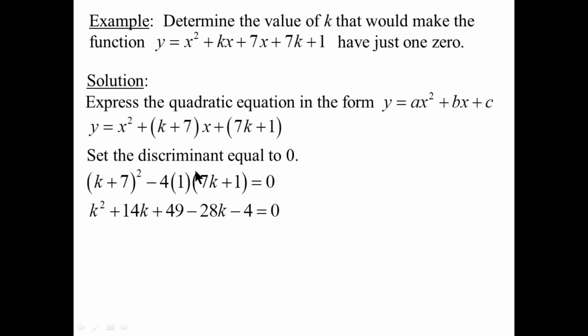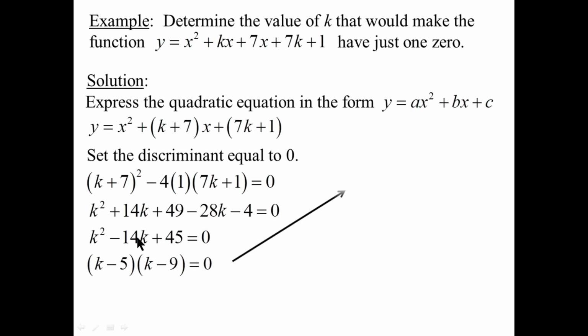And distributing the minus 4 times 1, so distributing minus 4 over these brackets using our distributive property, collecting like terms, and we've got a brand new quadratic equation here that needs to be solved in order to find the roots of this quadratic equation. One seems to generate another one sometimes. Factoring, two numbers that multiply to 45 that add up to 14. And we have our answers, and there's two of them. k could be 5 or k could be 9. And this quadratic will have just one zero.